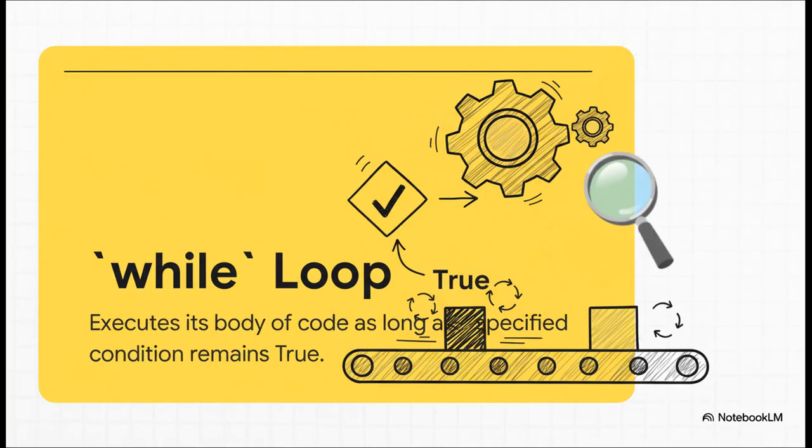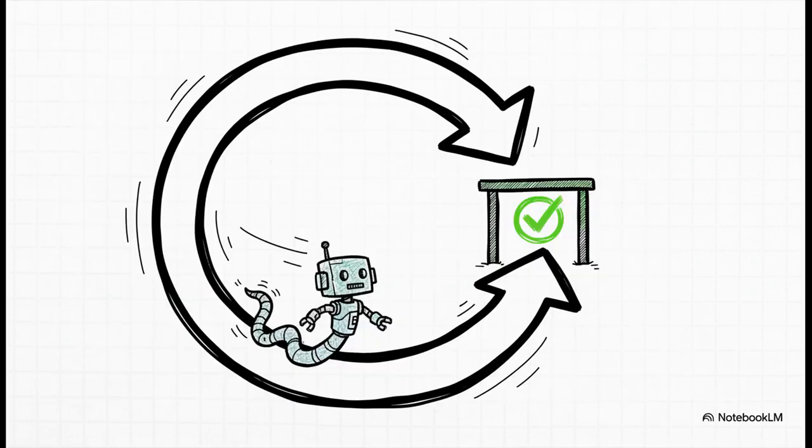Its job is actually pretty simple. It checks a condition, and if that condition is true, it runs a block of code. Then it checks again. And if it's still true, it runs the code again, and again, and again, for as long as that condition stays true. Think of it like an assembly line that just keeps on running as long as the power switch is flipped on. But this power comes with a pretty serious warning.